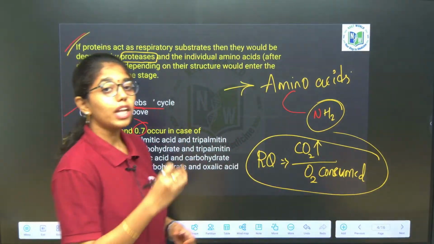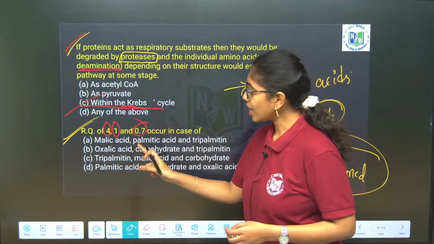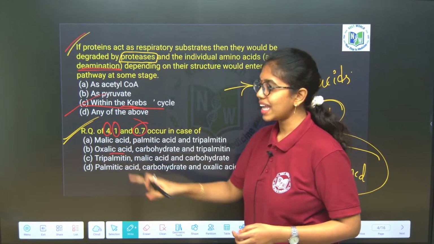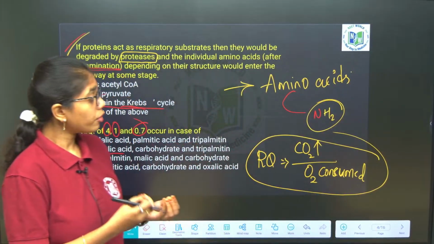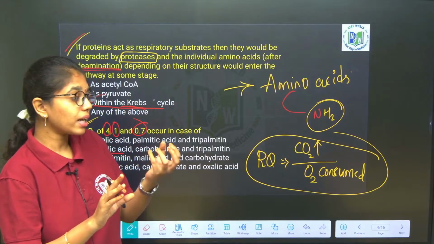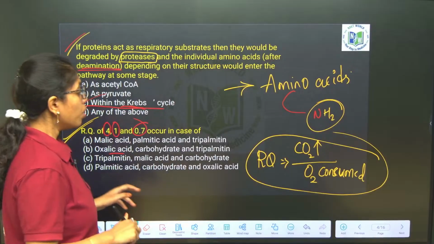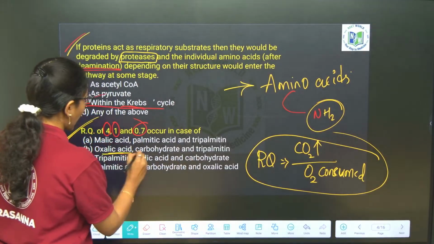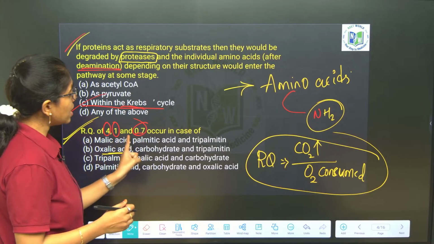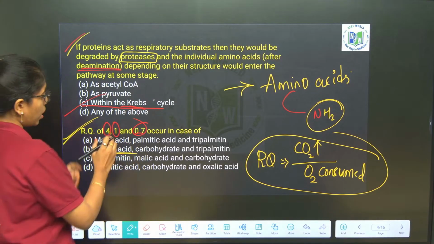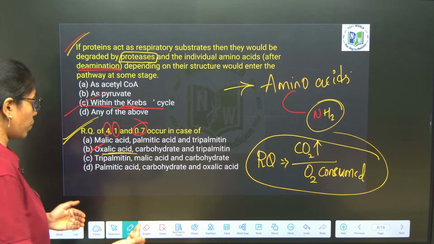So RQ value will vary with respect to the respiratory substrates. If the respiratory substrate is oxalic acid, malic acid or aspartic acid, the amount of oxygen consumed will be more and carbon dioxide evolved will be less. So for oxalic or aspartic acid, the RQ value will be more than 1.